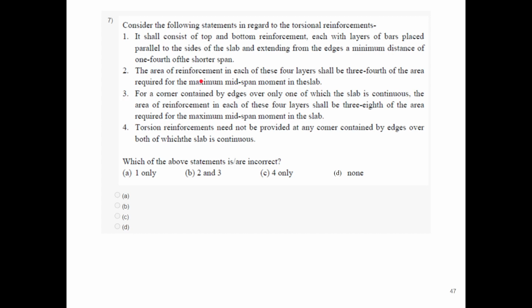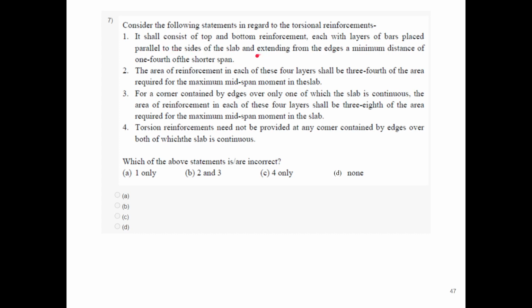Second statement, that is the area of reinforcement in each of these four layers shall be 3/4 of the area required for the maximum mid-span moment in the slab. So that is also correct. However, in this case, it shall consist of top and bottom reinforcement, each with layers of bars placed parallel to the sides of the slab.